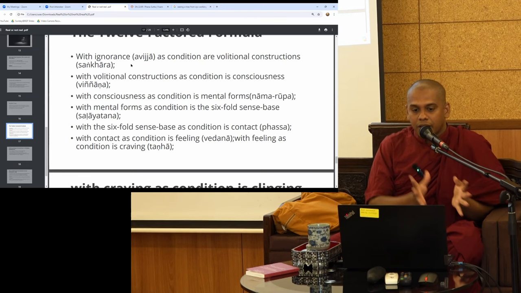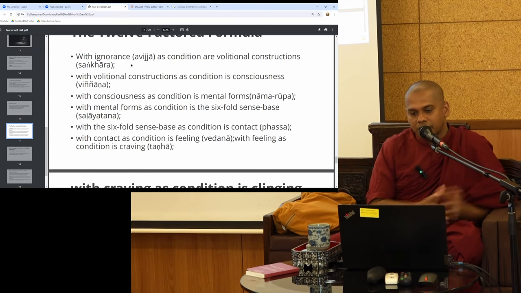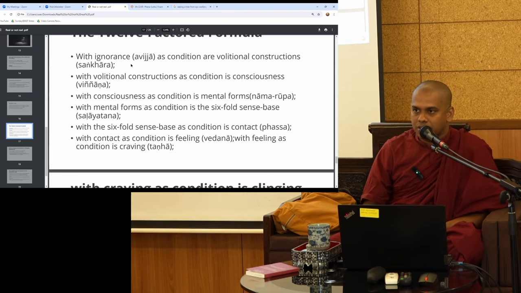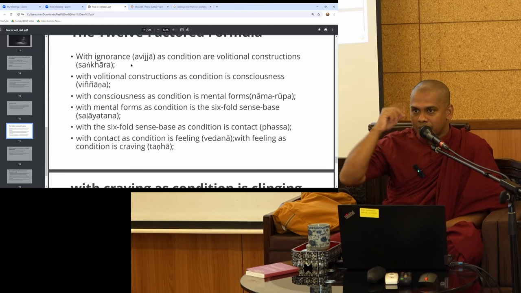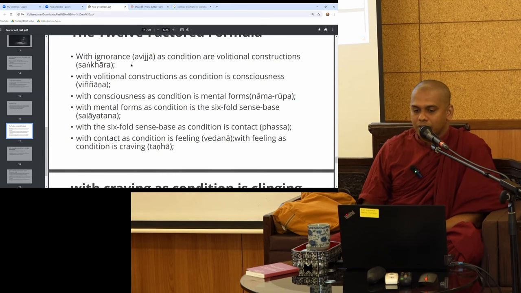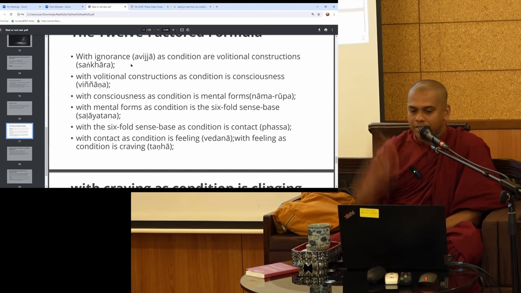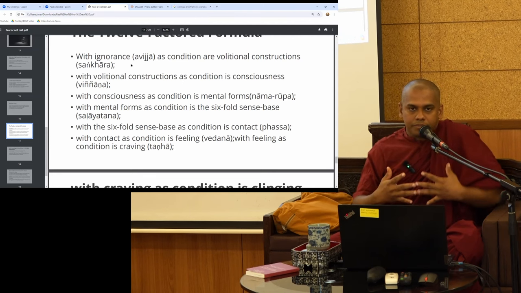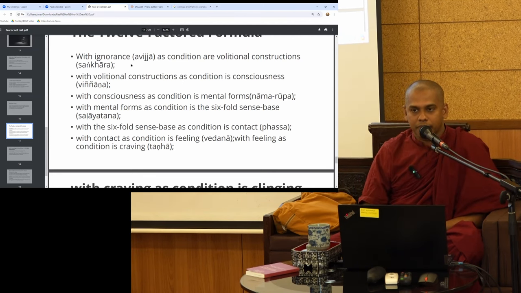When there is a complete cessation of the ignorance, there is no consciousness. There is no vijnana. There is no nama-rupa. There is no salayatana. When there is wisdom, there are no eyes, no five senses. So then there is no contact, no feeling, no tanha, with all these things. All this paticca-samuppada is no more.